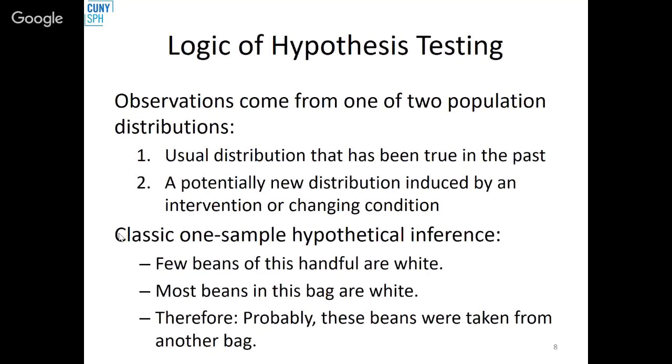Any questions about that? If you understand that, then you're going to understand a lot about hypothesis testing. And this also gets back to your question: if you see in your handful that only a few of the beans are white, that doesn't mean you've proven that it was taken from this bag. You can only say that it's consistent with this bag. You haven't disproven that it was taken from that bag of beans.